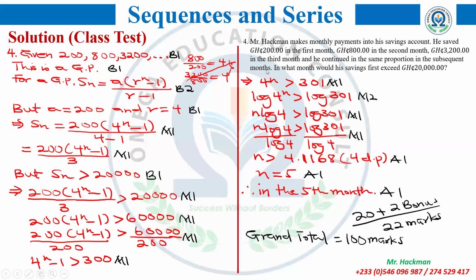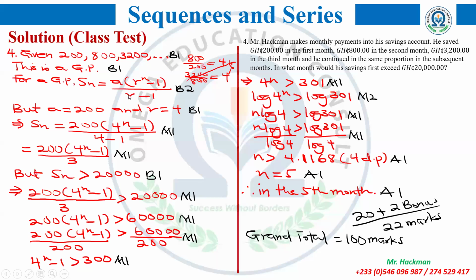For the GP, we were asked, in what month would his savings first exceed this? So it means we are looking at the sum of the savings that will give us this, not exactly this, but that will exceed this. So you should know that we need S sub n. For any GP with a common ratio greater than 1, here the common ratio is 4, we are going to write our formula this way.